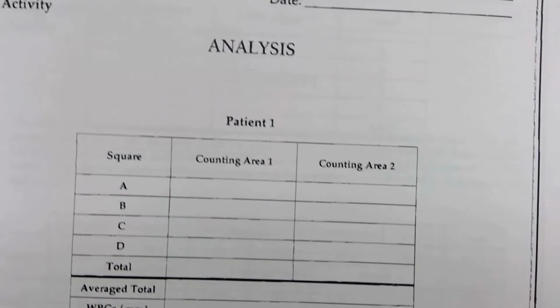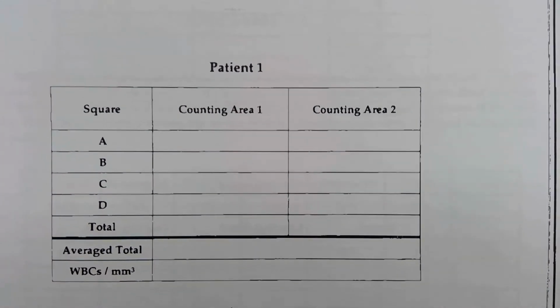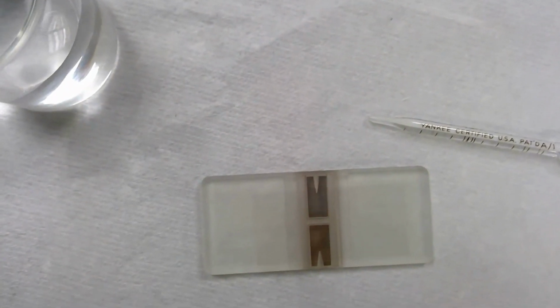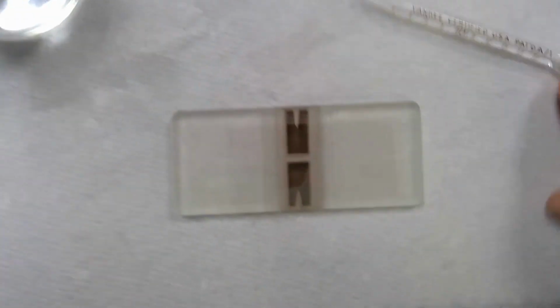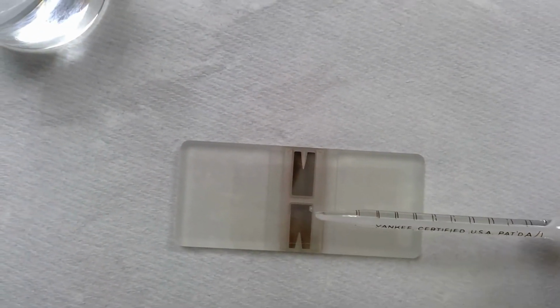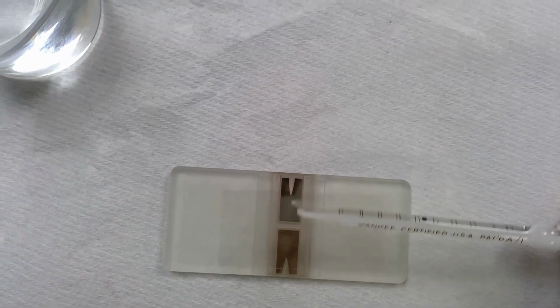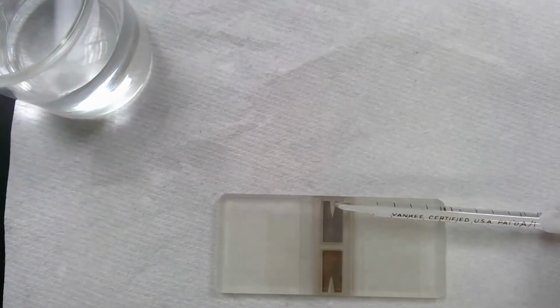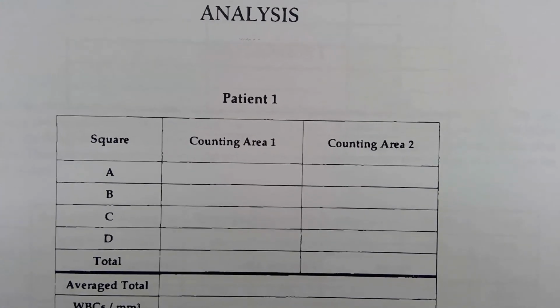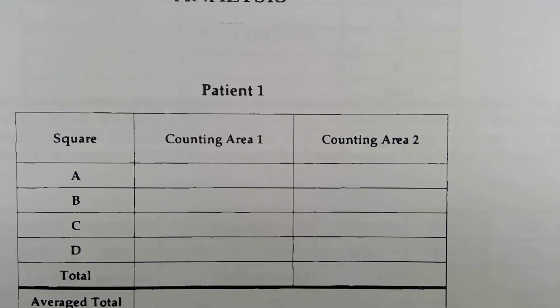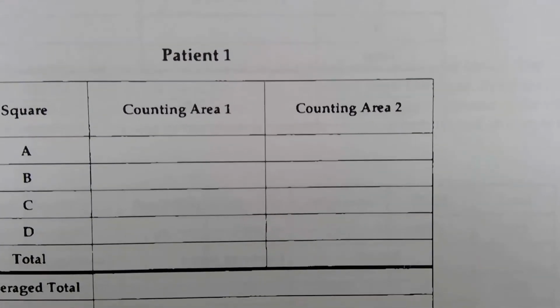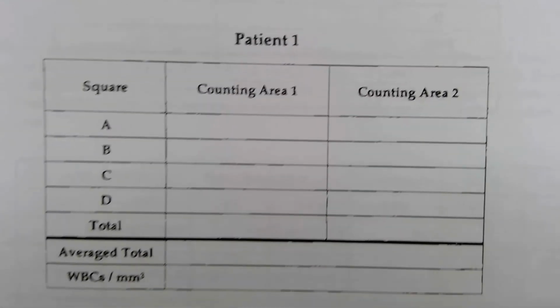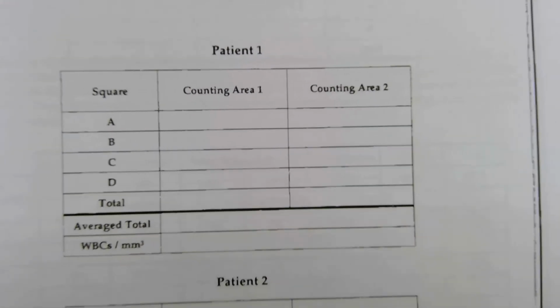Over here, notice it then has a column for counting area 2. Notice there's 2 sets here. You have this side is counting area 1. Then you have over here is counting area 2. So then you would move the slide on the microscope over to counting area 2, and you would repeat that whole process. You would count the white blood cells in A, B, C, and D, and you fill that in counting area 2. Then you get your average total.